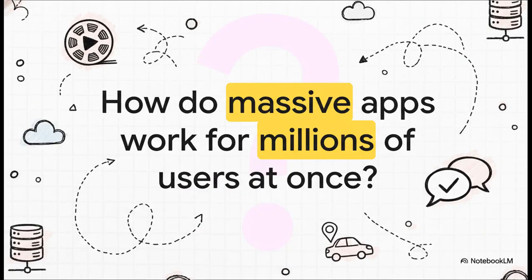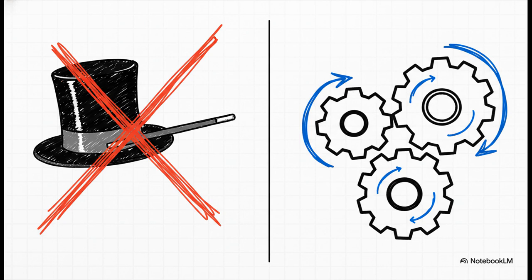You ever just stop and wonder about this? I mean, think about massive apps like Netflix, Uber, or WhatsApp. How on earth do they handle millions, sometimes billions of people all using them at the exact same moment? It kind of feels impossible, right? Like it has to be some kind of magic. Well, here's the secret. It is absolutely not magic. It's system design. It's this deliberate, really thoughtful architecture that makes our digital lives even possible.